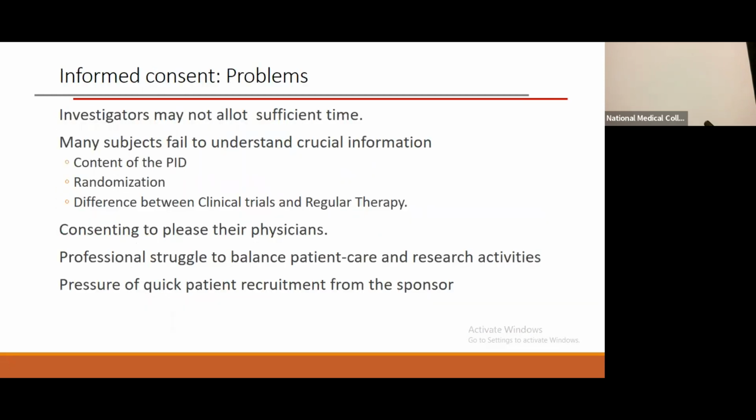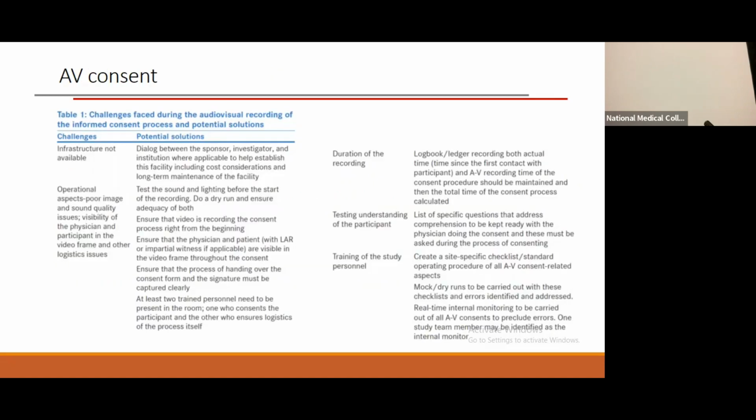The problems. Okay, so let me ask you. What are the problems with informed consent? Let's start from the last gentleman, you. Yes. What do you think are the problems? Do you face any problems? Yes or no? Yes, so tell us, what are the problems?